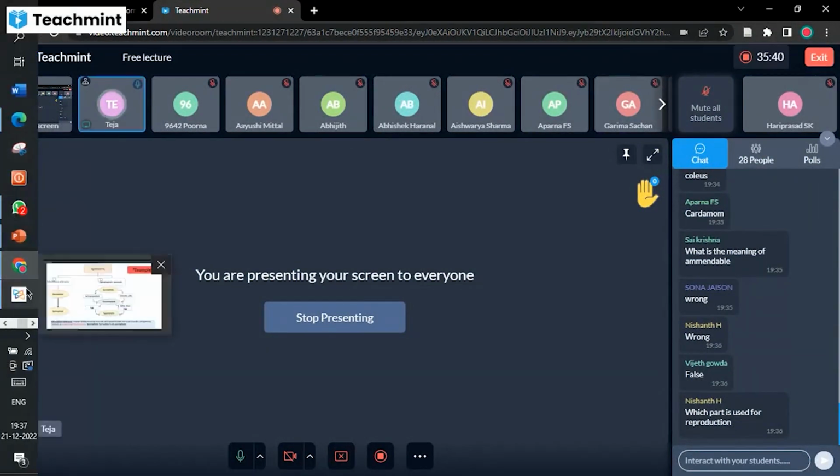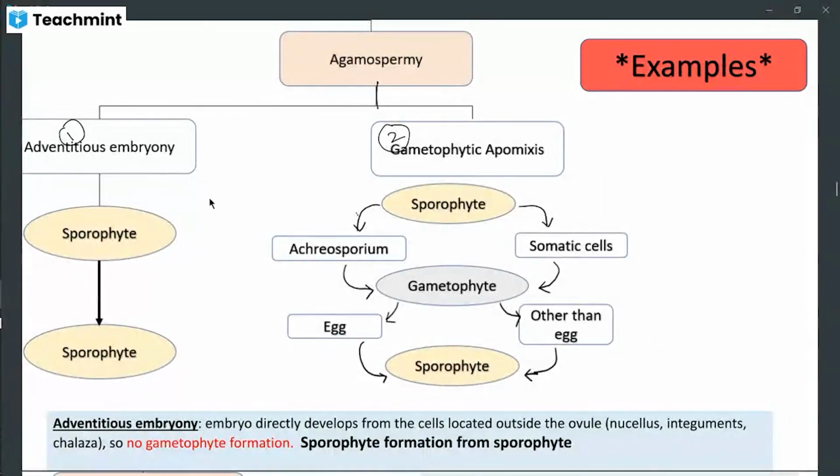And what do you mean by adventitious embryo? Can anyone briefly say? Embryo develops from vegetative cells of the ovule. Okay, vegetative cells of the ovule.